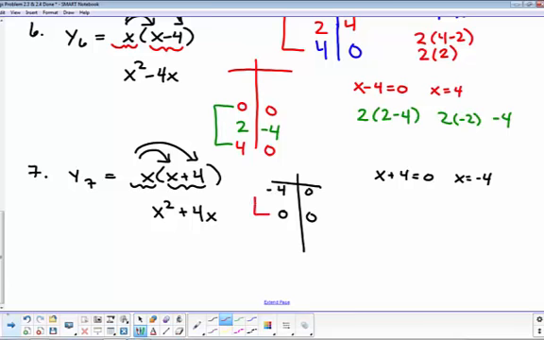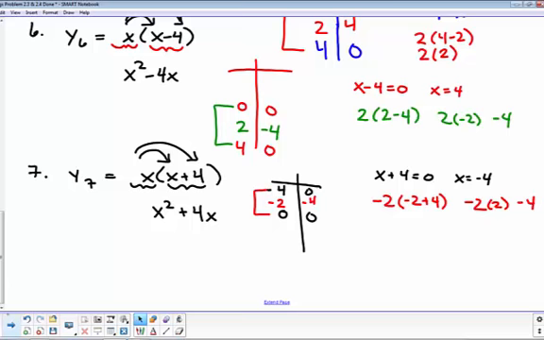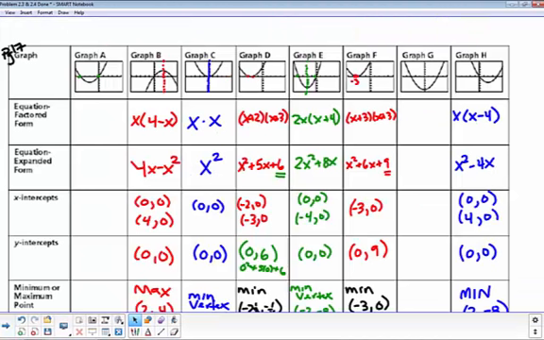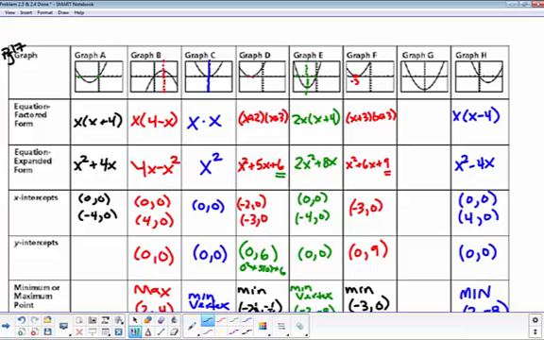We have our symmetry. Negative 2 is directly in the middle. If you plug negative 2 in for both of your x's, you get negative 2 times 2, which is negative 4. This one again should open up. It's a positive x squared. So we're looking for something that crosses at 0 and at negative 4. That would be graph A. So x times x plus 4, x squared plus 4x. X-intercepts are at 0 and negative 4.